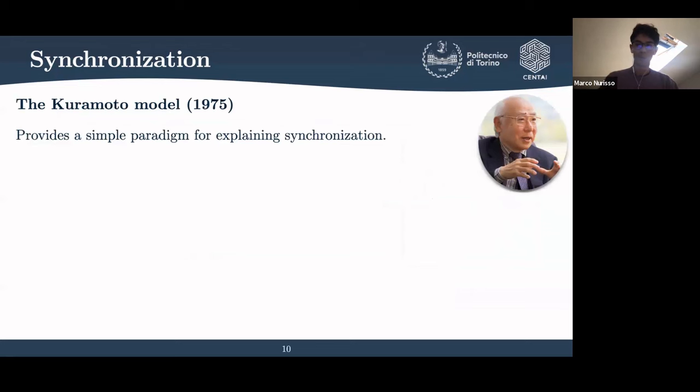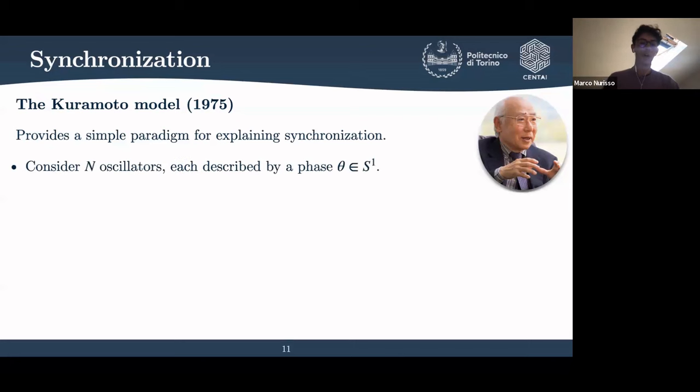And the most famous model for describing synchronization is the Kuramoto model, which was devised in the 70s. It has had a lot of success over the years because it is a very simple model and is able to describe this synchronization phenomenon with a very simple mathematical formalism. So very briefly, how does it work?